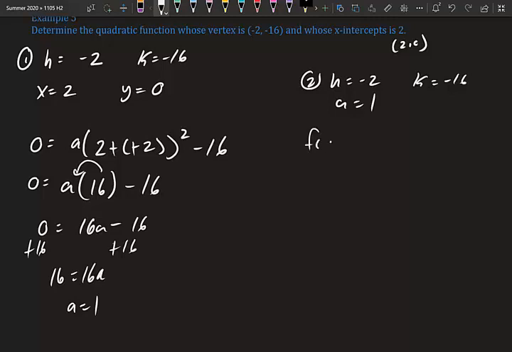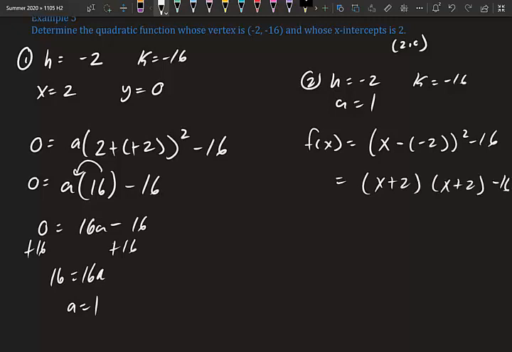So we have f of x equals 1, which I don't care about, times (x minus negative 2) squared minus 16, so we have (x plus 2) squared minus 16. FOIL, we have x squared plus 4x plus 4 minus 16. So that's f of x equals x squared plus 4x minus 12.